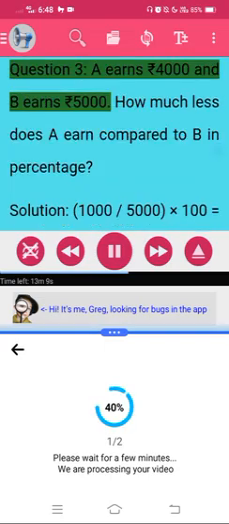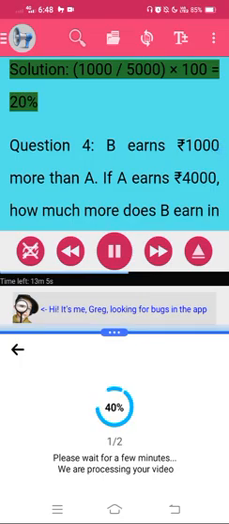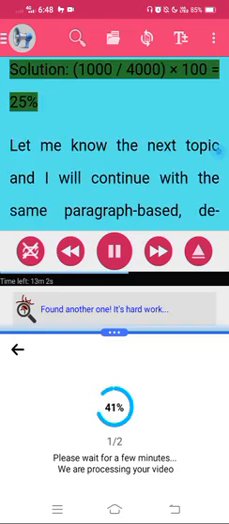Question 3. A earns 4,000 rupees and B earns 5,000 rupees. How much less does A earn compared to B in percentage? Solution. 1,000/5,000 times 100 equals 20%. Question 4. B earns 1,000 rupees more than A if A earns 4,000 rupees. How much more does B earn in percentage? Solution. 1,000/4,000 times 100 equals 25%.